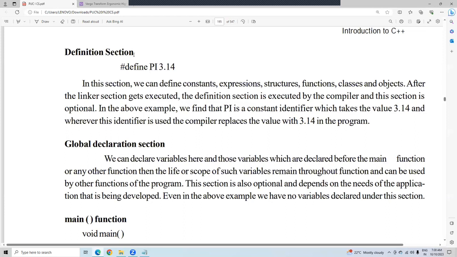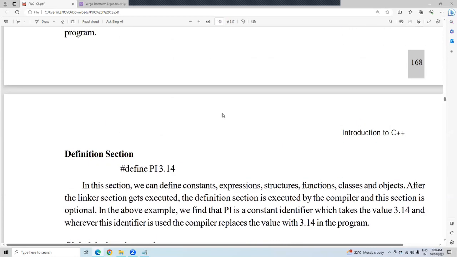constants, expressions, structures, functions, classes, and objects. All these things can be defined in this section. After the linker section, usually it will be there and it will be executed. The definition section is executed by the compiler. This section is optional. If you want, you can write it, or you can leave it.